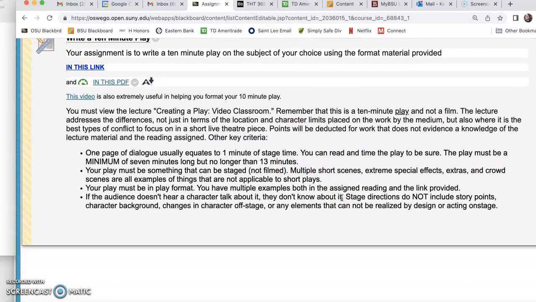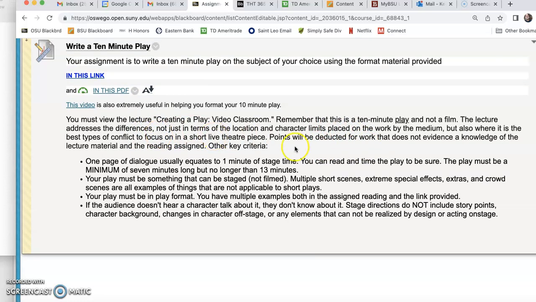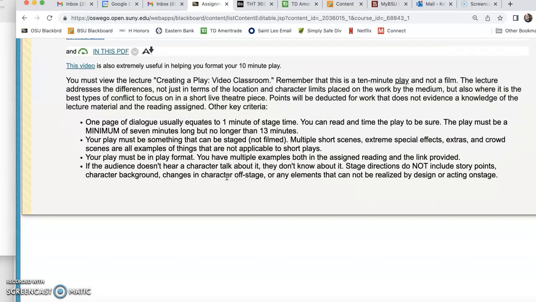The nuts and bolts of this particular assignment include, as I said, uploading this play to the assignment area by the deadline listed in the course schedule. One page of dialogue usually equals 1 minute, so you'll have about a page of title page with your name on it. Then you'll have the character list and the description of the setting. There should probably only be one. And then anywhere from 9 to, say, 13 pages of written dialogue.